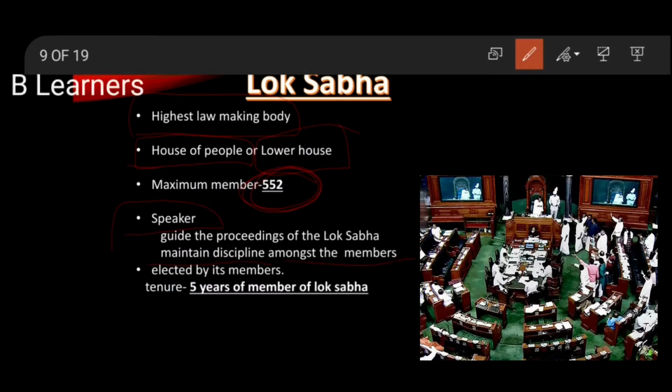As you know, there are 552 members. All the members are from various backgrounds and they have different notions regarding the nation. So there can be the possibility of dispute and conflict. So there is a person, the Speaker, who has the responsibility to maintain discipline among the members also.